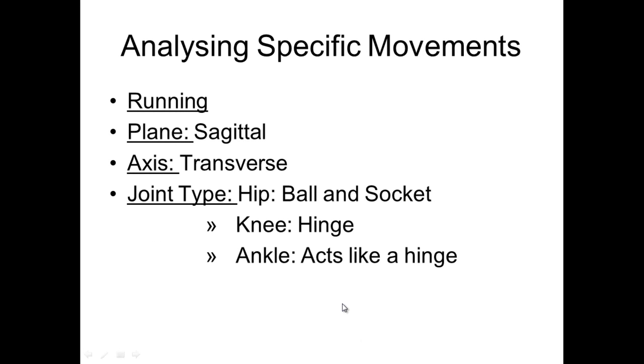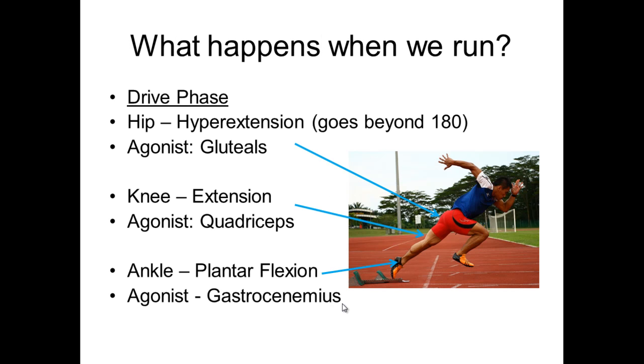The first real movement that we have to look at is running, and this can be broken down into two phases. The plane that it moves in is sagittal, and it obviously pivots around the transverse axis. The three joints that you really need to look at are the hip, the knee, and the ankle. The hip, as you probably well know, is a ball and socket joint. The knee is a hinge, and also the ankle acts a bit like a hinge. And you're expected to break this down into two different aspects.